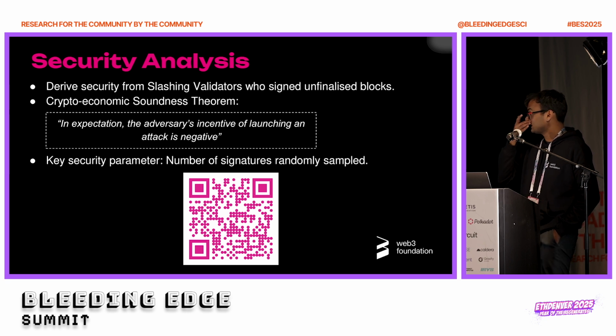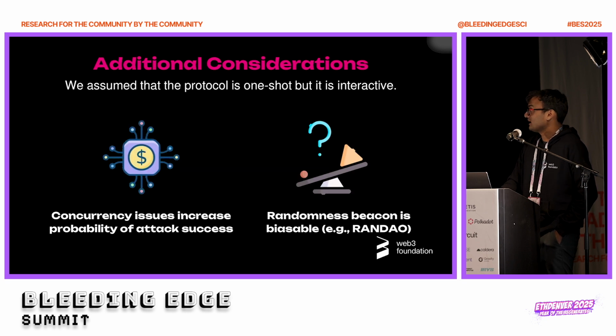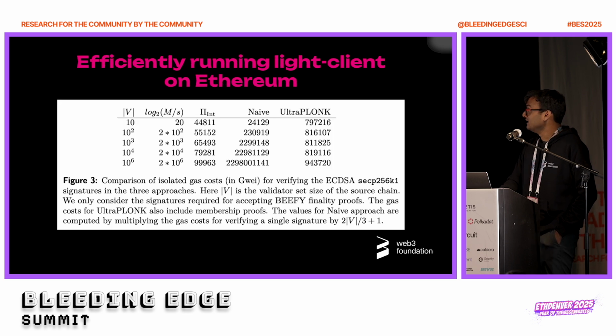And the key security parameter here is the number of signatures that are being randomly sampled. You can learn more about it in our paper. I have linked a QR code to the paper here. There are a bunch of additional considerations like concurrency issues and the fact that the randomness beacon is biasable. So we do a thorough analysis of the bias and quantify this bias and describe ways to mitigate it. And yeah, finally, here is a comparison of our approach against Snark and ZK-based approaches. And we are competitive all the way up to validator set sizes of 1 million.